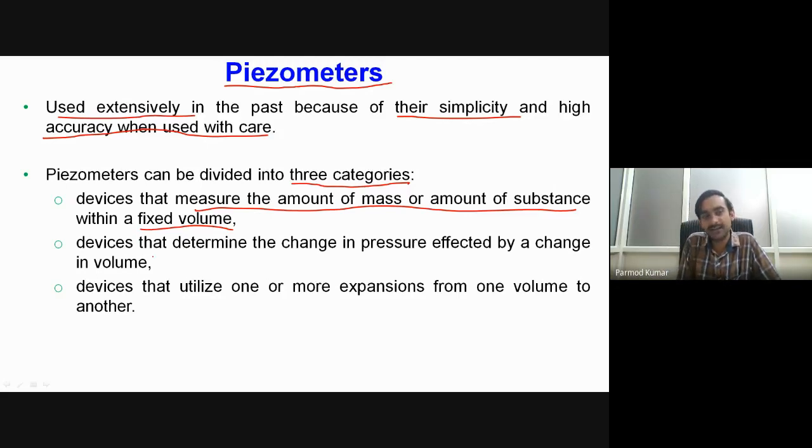Then another device we may have determines the change in pressure which is affected by a change in volume. So if we change the volume of a certain liquid, how much change of pressure happens can later be related to the calculation of the density. Then we may have some device that utilizes one or more expansions from one volume to another volume. I'll try to demonstrate this third type of device also, and it is mainly employed for measuring the density of high pressure gases.